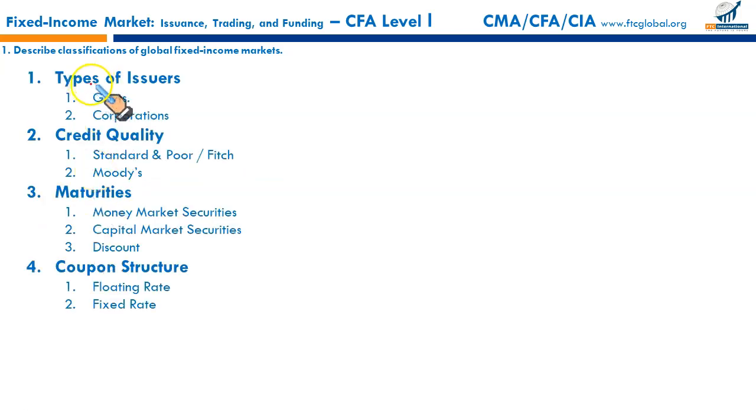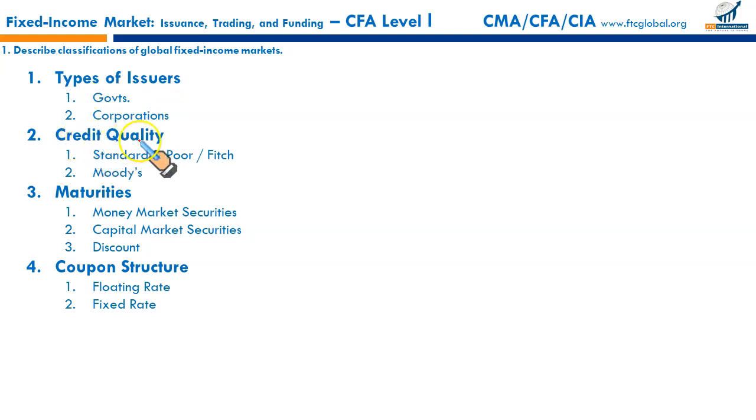First, with regard to issuers. Some securities are issued by the government, sovereign bonds, local governments. Some bonds are issued by corporations, financial corporations, non-financial corporations. So these could be the issuers.